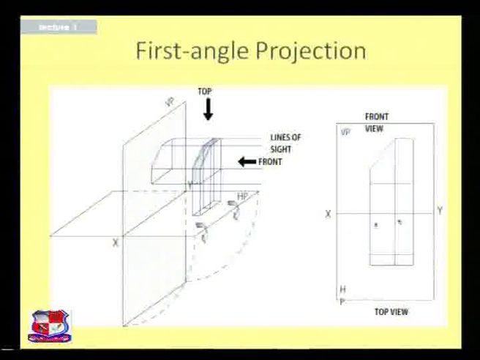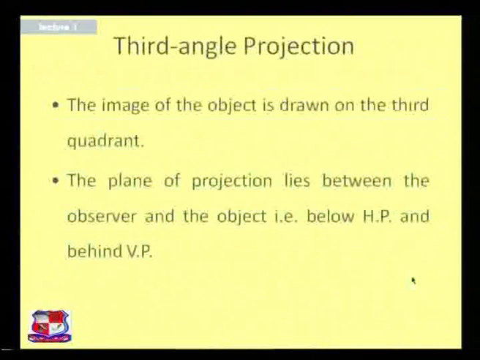In the case of the first angle projection method, when we rotate the horizontal plane by 90 degrees, the horizontal plane will come below the vertical plane, so this is the xy line. The upper figure is the vertical plane, and the lower one is the horizontal plane. So the vertical plane will show the projection of the front view, and the horizontal plane will show the projection of the top view. Now in the further lecture we will study the third angle projection method. So thank you for now.